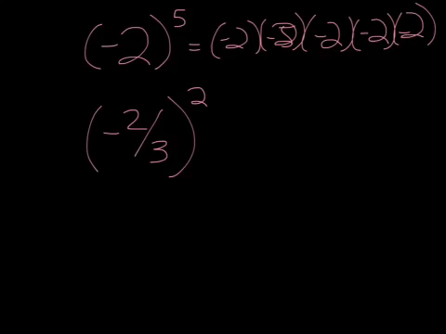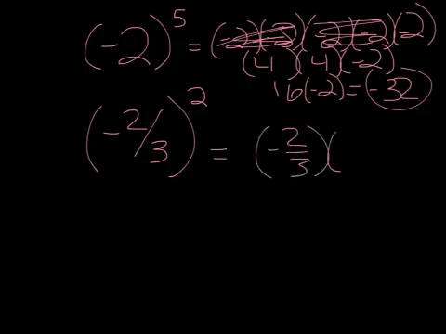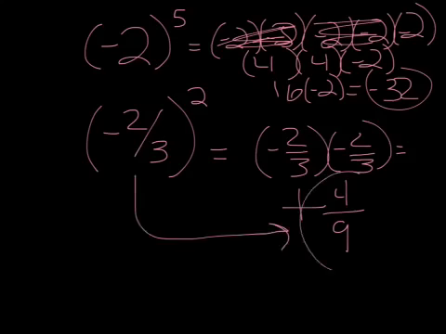But you just have to remember your integer rules. Negative 2 times negative 2 is positive 4. Negative 2 times negative 2 is positive 4. But then you have this negative 2 on the end, right? So then you'd have 4 times 4 is 16 times negative 2, which would be a negative 32. So negative 2 to the fifth power is negative 32. And then here you'd have negative 2/3 times negative 2/3. Multiply my numerators, and you know that a negative times a negative is a positive, so 2 times 2 is 4, 3 times 3 is 9. So negative 2/3 to the second power is 4/9.